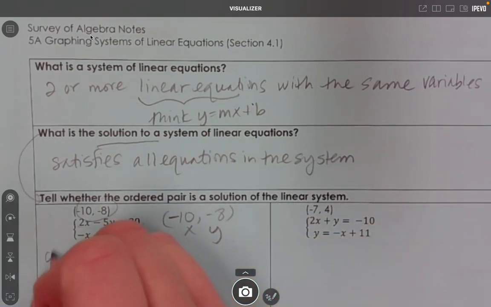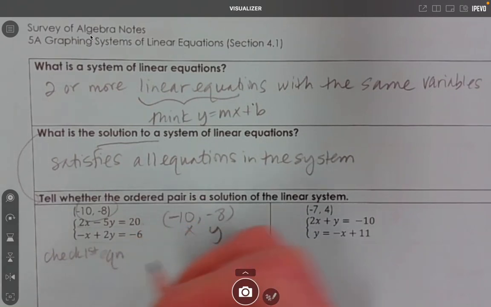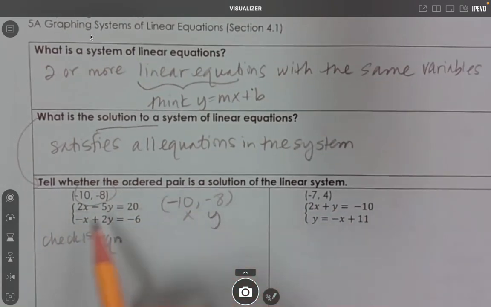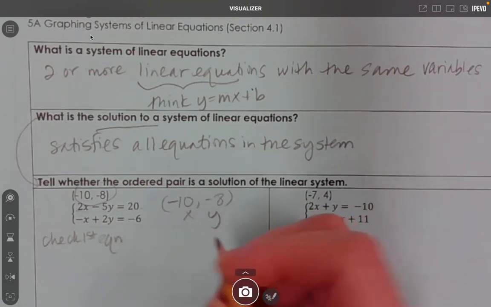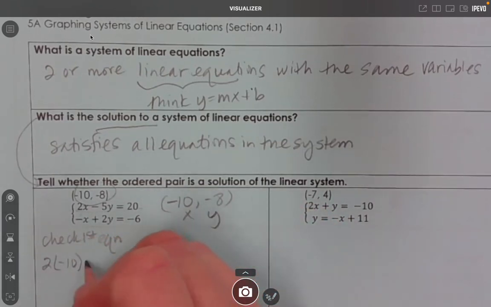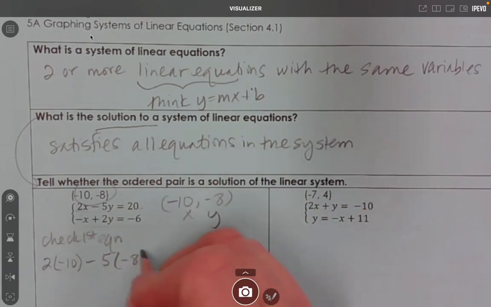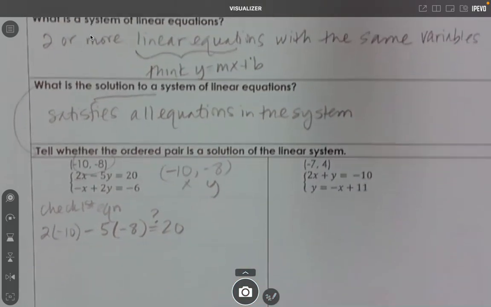So first, I'm going to check the first equation. And the way I'm going to check that is when it says 2x, well, that means 2 times x. My x is supposed to be negative 10. So I'm checking, should x really be negative 10? Does this work? So I'm going to write 2 times negative 10 minus 5 times, instead of y, I want to have negative 8. And does that actually equal 20? That's what I'm checking. Does this really work?